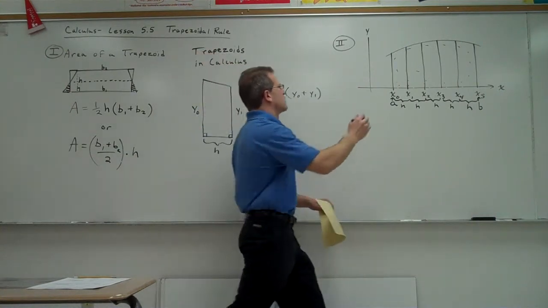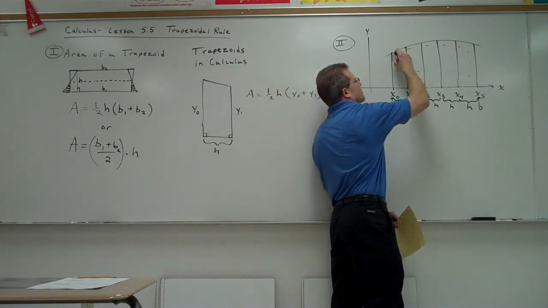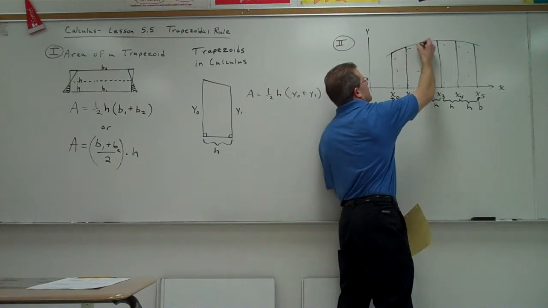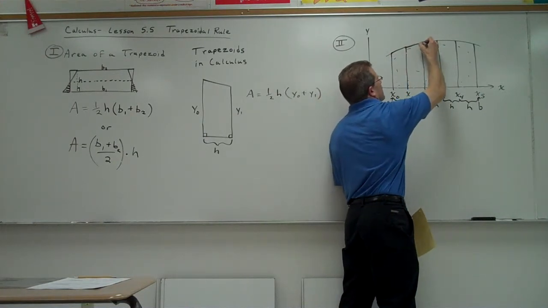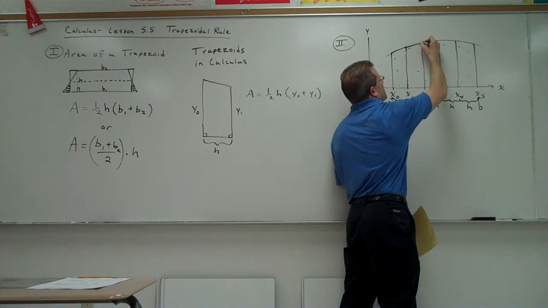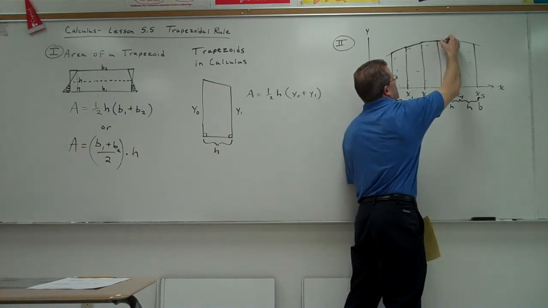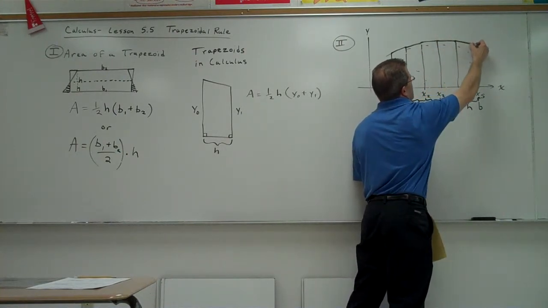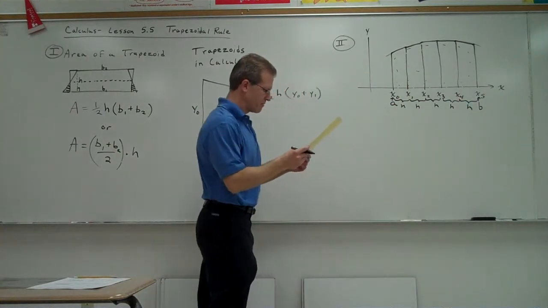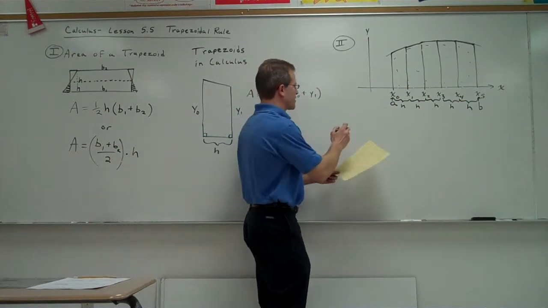What we're going to do is connect, because trapezoids don't have a curved side, they have straight sides. We're going to make a straight connect here. So the trapezoids won't fit perfectly into the curve, but they'll be close enough to get a good approximation. Right? So we're trying to get the shaded area.